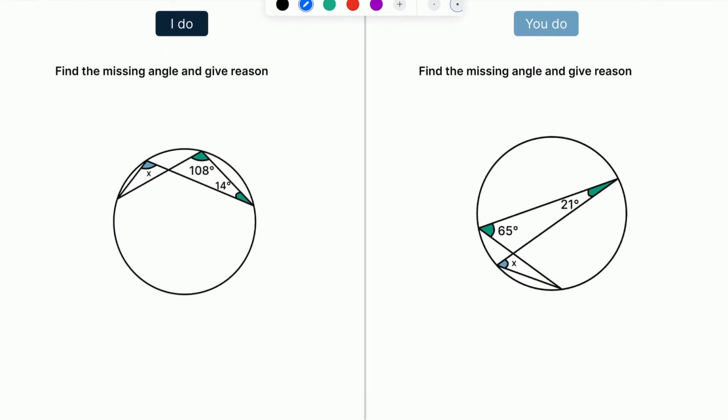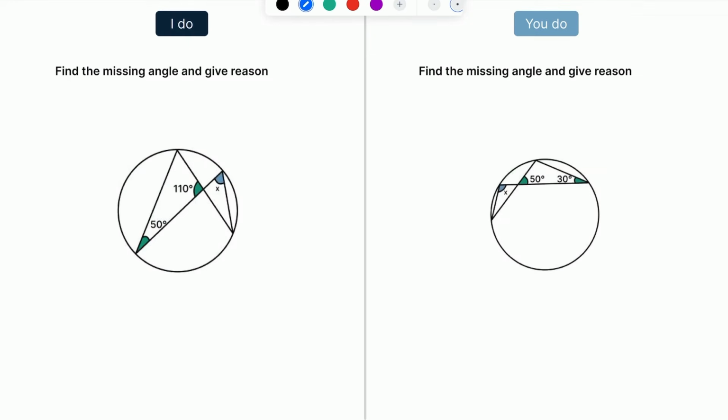And again, if you look at this, cycle through the theorems in your head, and then you get x is going to be 108, and your reason is because angles in the same segment are equal, and they're basically subtended by the same chord. And again, if you look at this, we have got two angles subtended by the same chord in the same segment. So we are saying x is equal to 65 because angles in the same segment are equal.